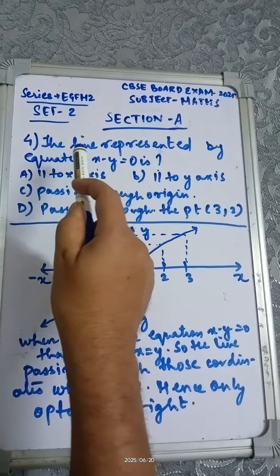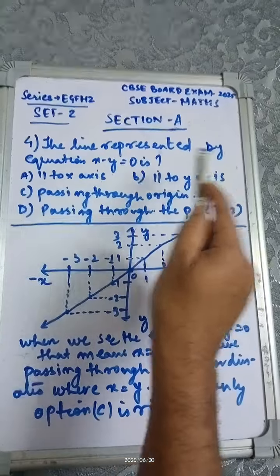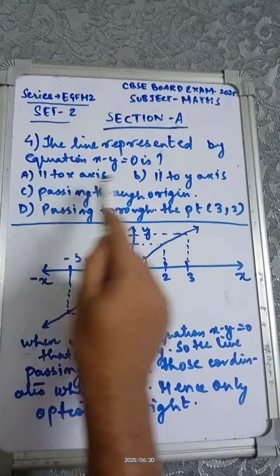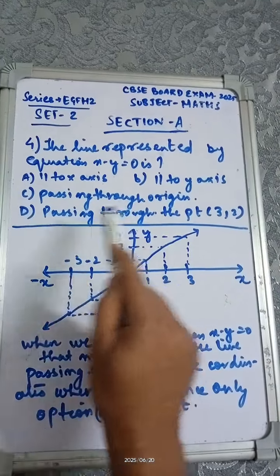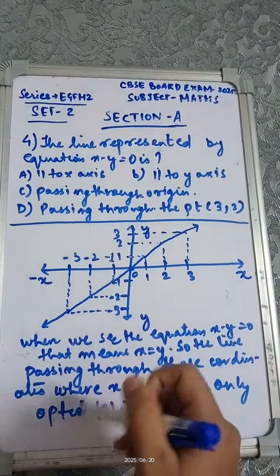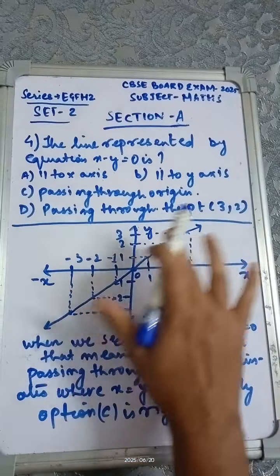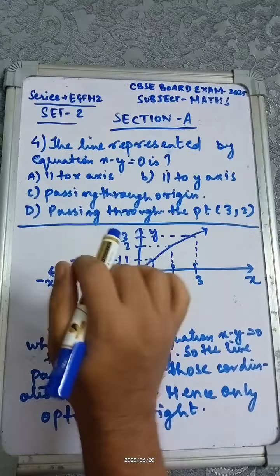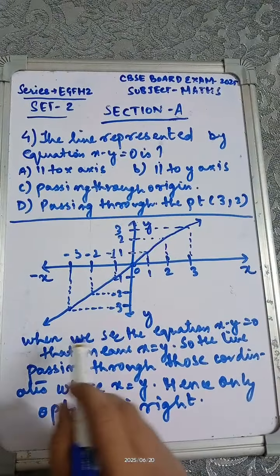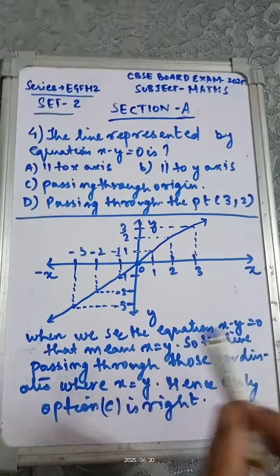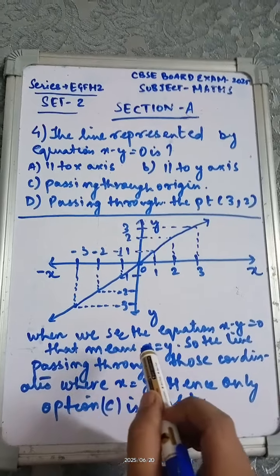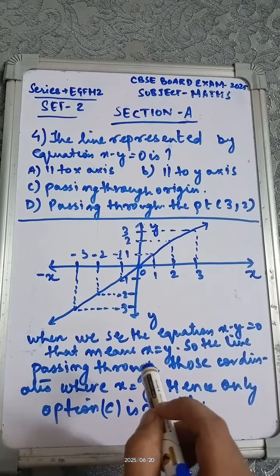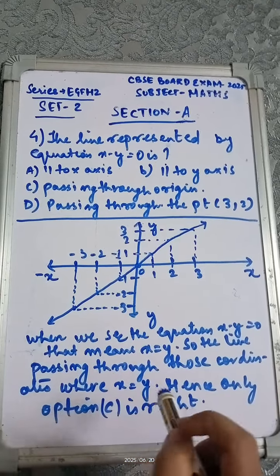The question says that the line represented by the equation x minus y equal to 0 is parallel to the x-axis, parallel to the y-axis, passing through the origin, or passing through the point (3, 2). This is the drawing which has to be made in the final, but I have made it earlier because I had just guessed what the answer would be. Now when we see this equation clearly, x minus y equal to 0, that means x equals y. So the line passes through those coordinates where x is equal to y.